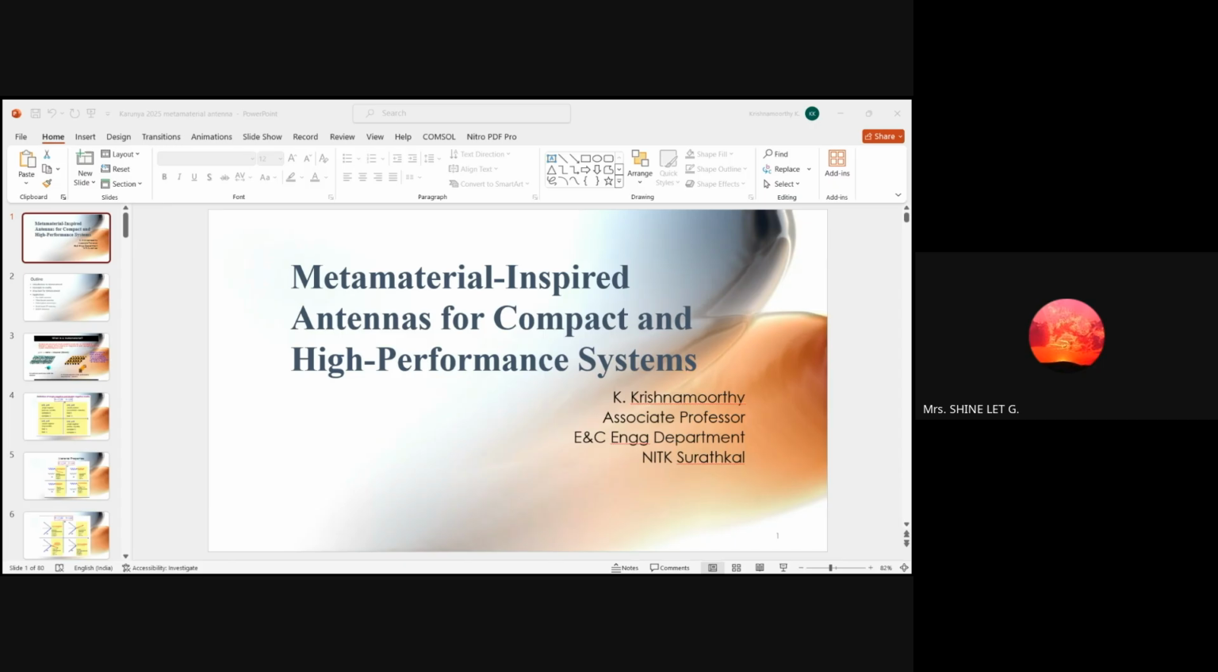Sir, one more query. Is it possible to control the angle of radiation using the edged metamaterial design? What is that, edged metamaterial design? So what is edged metamaterial? I am not getting what edged means.